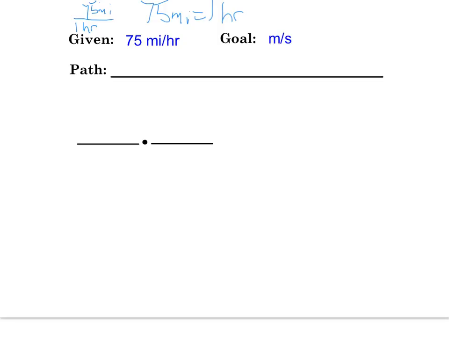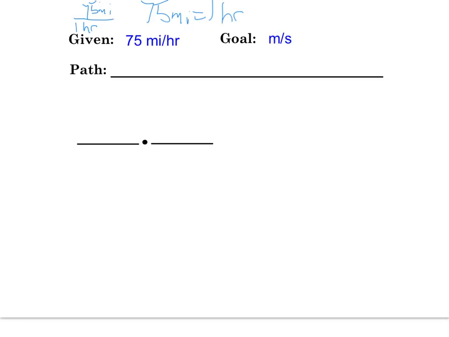So what happens now is we actually need two separate paths. We need a path for the top and we need a path for the bottom. I can't convert miles into seconds because miles are a unit of distance. Seconds are a unit of time. They can't be compared. So I need to go miles into meters and hours into seconds. So what we're going to do is let's go through and get a path for the top first.